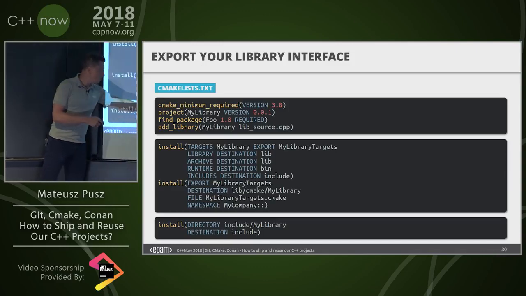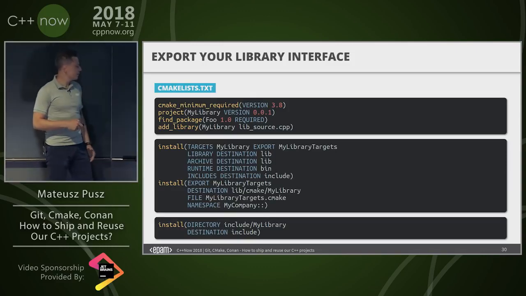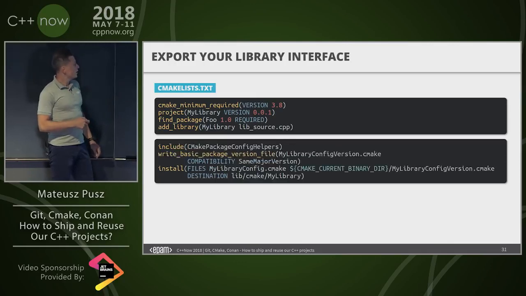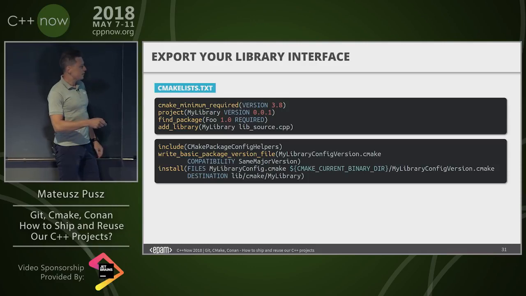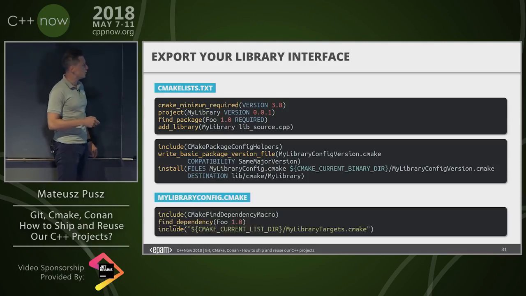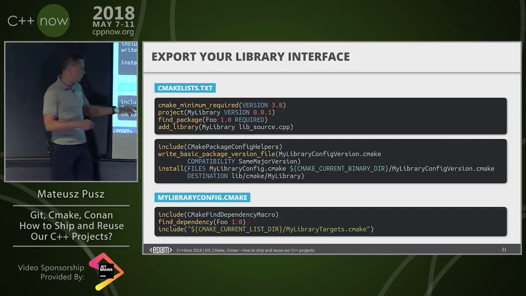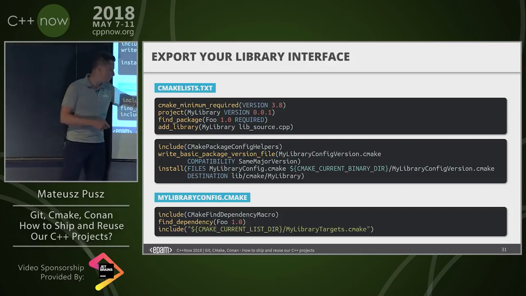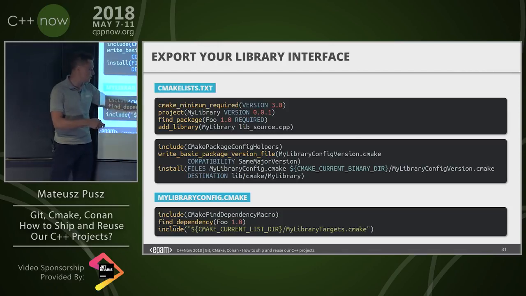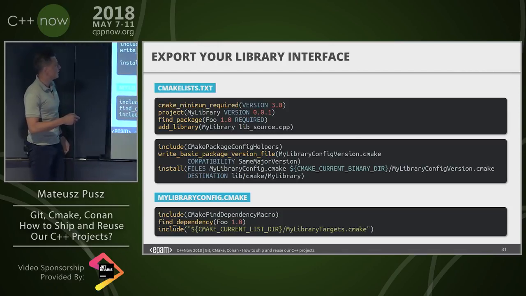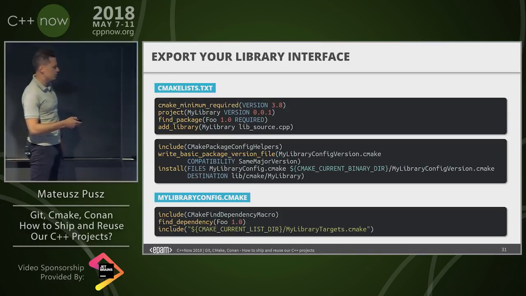Then you also have to copy all your public headers for the project, and you also have to provide the version file and install everything with your configuration to a specific location. Your config file may be really trivial, saying just that you want to find dependency foo for version 1.0 and just include this targets file that was created on the previous slide.